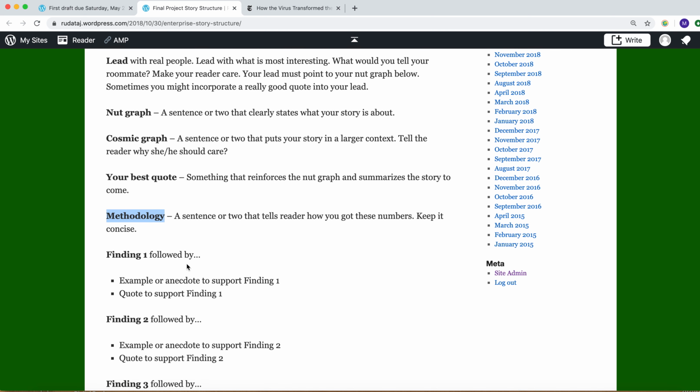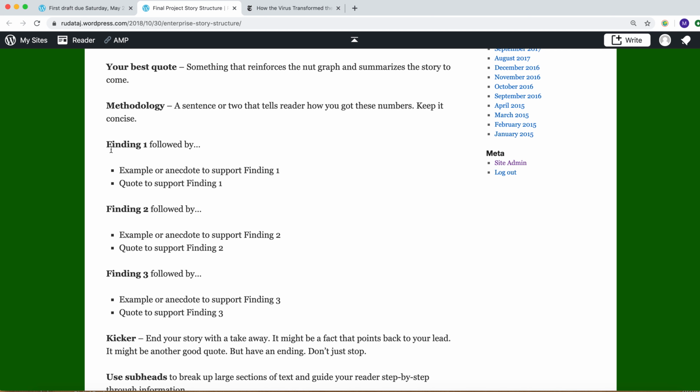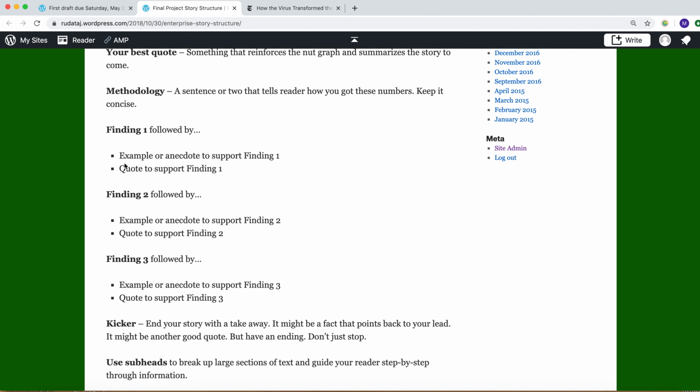From there, the structure of your article is really your findings. I've asked each of you to come up with 2 to 4 findings or takeaways. You asked a question, you have a story angle, and here are the things that you learned in the process. So you're just listing them.